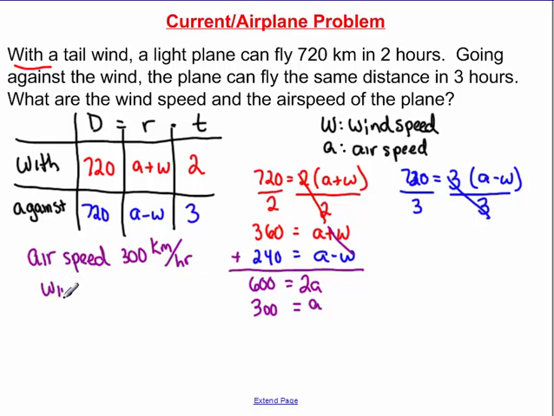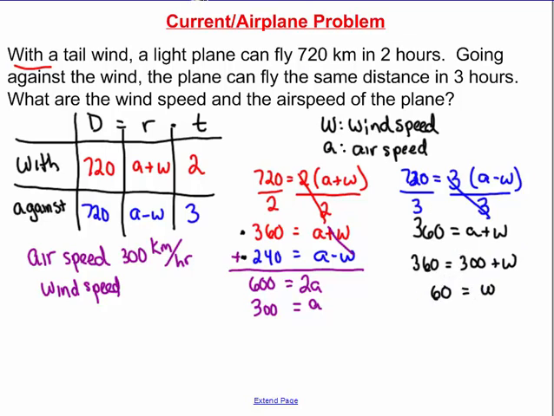Our wind speed. Now we have to find the wind speed. What I recommend you do is look at these revised equations, once I've divided out. And I have one here that makes our life really easy. 360 equals our airspeed plus the wind speed. 360 equals our airspeed, which is 300, plus the wind speed. So when we subtract, we get 60 for our wind speed. So we have 60 kilometers per hour for our wind speed.